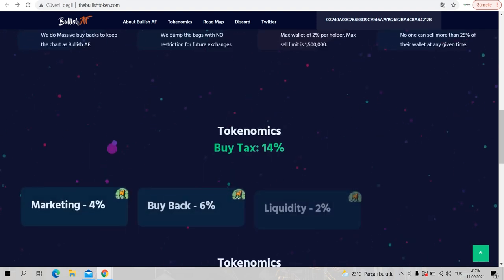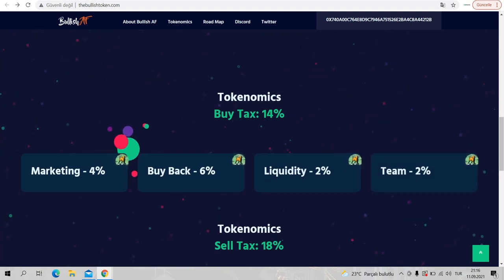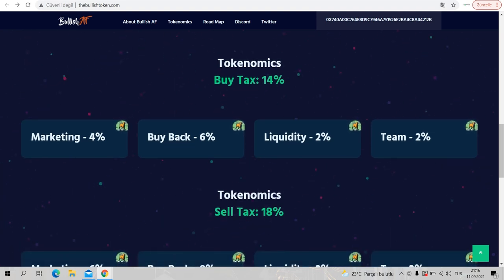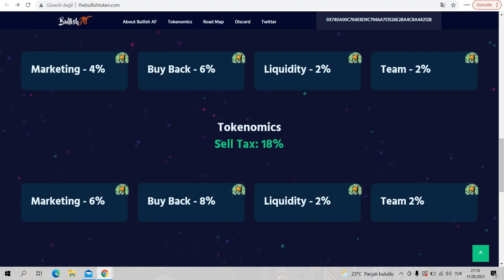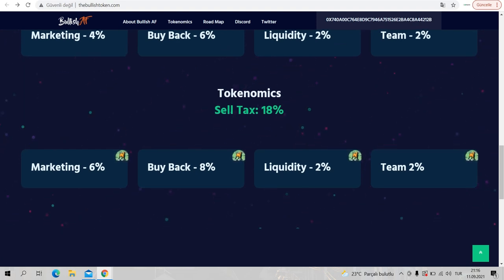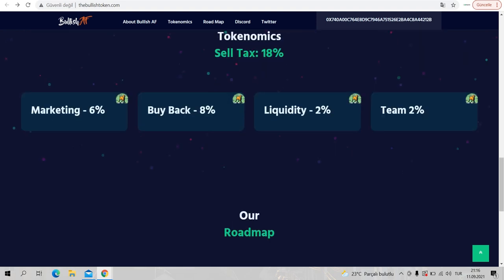And this is Tokenomics. Buy tax 14 percent: marketing 4 percent, buyback 6 percent, liquidity 2 percent, team 2 percent. And Tokenomics sell tax 18 percent: marketing 6 percent, buyback 8 percent, liquidity 2 percent, team 2 percent.